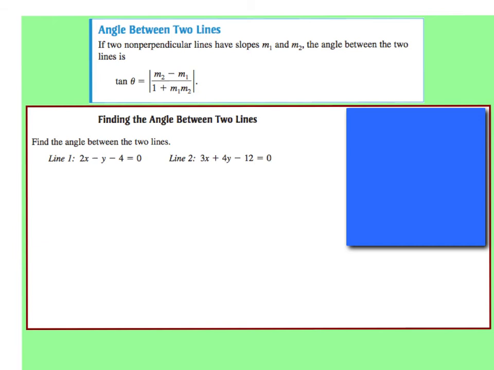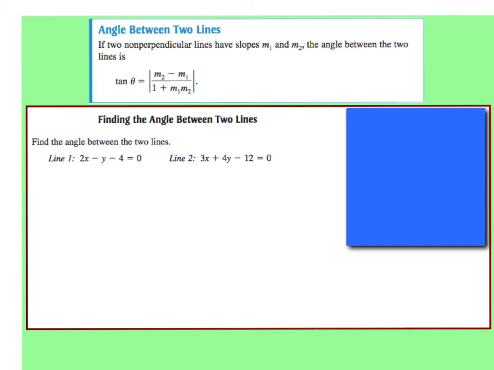So I have line 1 and line 2. Line 1 is 2x minus y minus 4 is equal to 0. And line 2 is 3x plus 4y minus 12 is equal to 0. Again, what do I care about on these lines? The slope. It's all I care about. I don't care about anything else on it other than the slope.